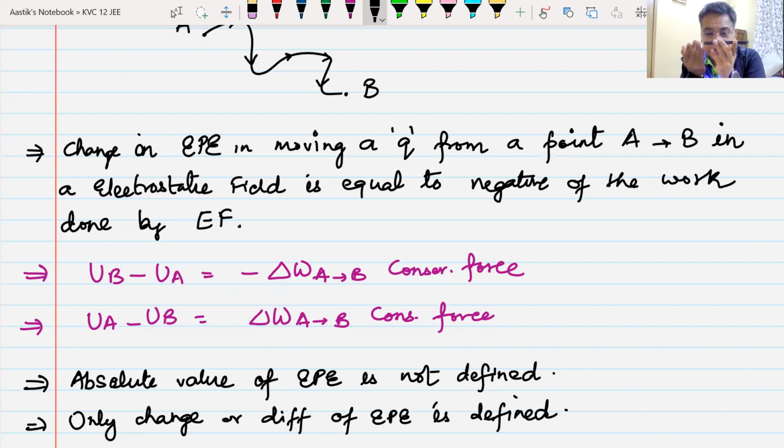If you take the gravitational potential energy of Earth as 0, then you can say any point at a height h becomes plus mgh. Any point below the surface at a height h becomes minus mgh. But for that, you must define where is your 0. You have taken 0 on the surface of Earth. Do we understand this? Yes, sir. That means absolute value of gravitational potential energy or absolute value of electrostatic potential energy is not defined. What is defined is only the change or the difference between 2 points. So if you have to define the absolute value of electrostatic potential energy, you will have to find a point whose energy can be taken as 0.